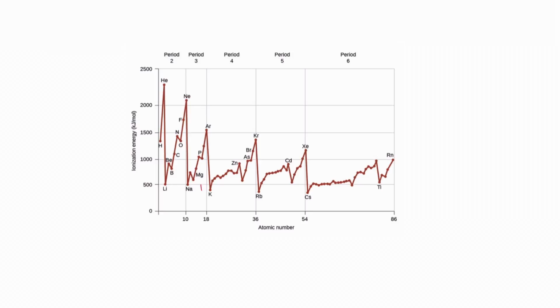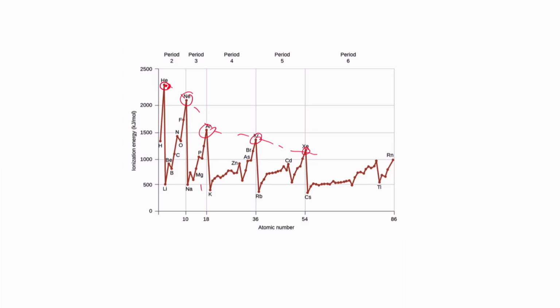It goes up as you go across, and then as you go down, for example, from the same group, for example, the noble gases, here's helium, here's neon, here's argon, here's krypton, here's xenon, right? They decrease. Okay, and so you can see the trend that as you go down a group, the ionization energy decreases, but as you go across a period, the ionization energy increases.